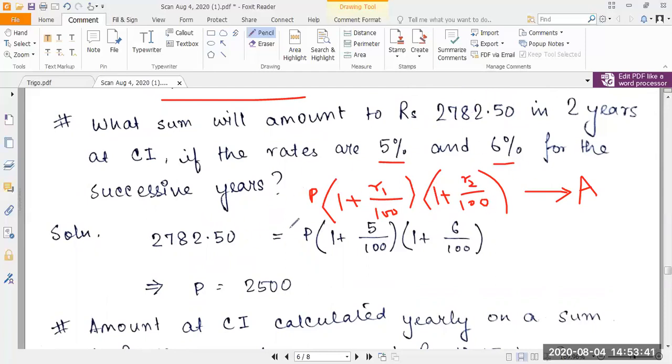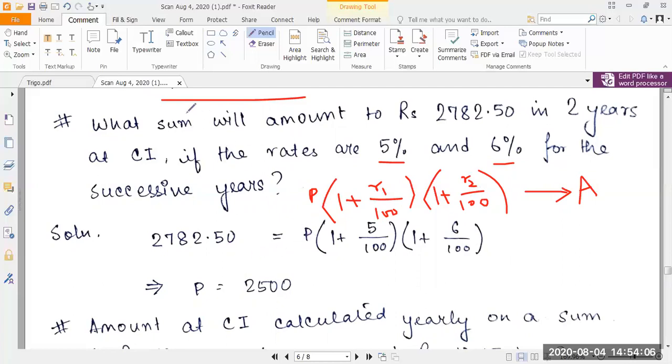So that's good. That's the formula that we have. And we have 2 years at CI, with the rates being 5% and 6%. So in the first year, we have 5%, so we replace R1 with 5. And in the second year, we have 6%, so we replace R2, that is the rate of interest in the second successive year, with 6. So we have 2782.50. That's the amount that has been given to us.